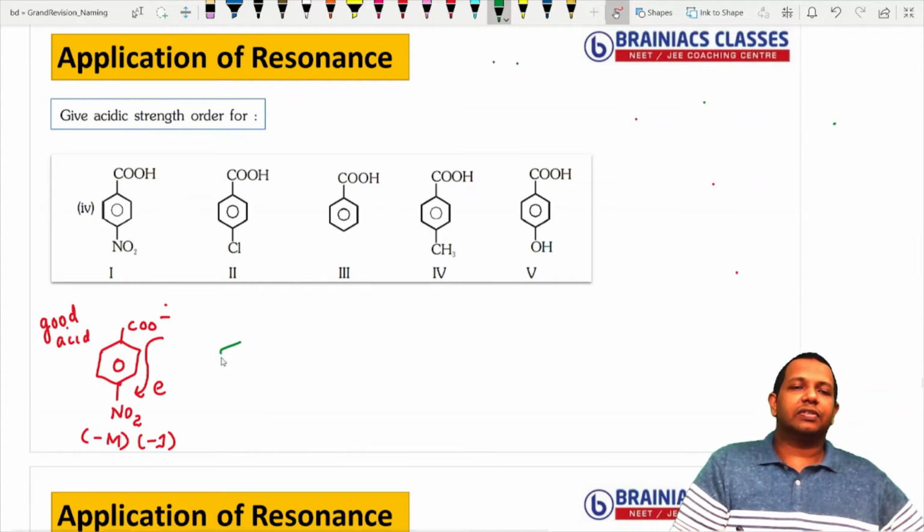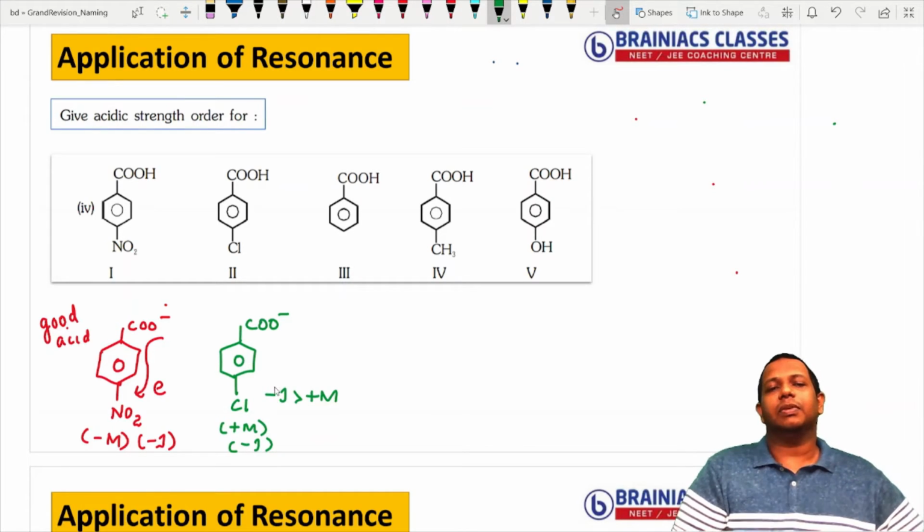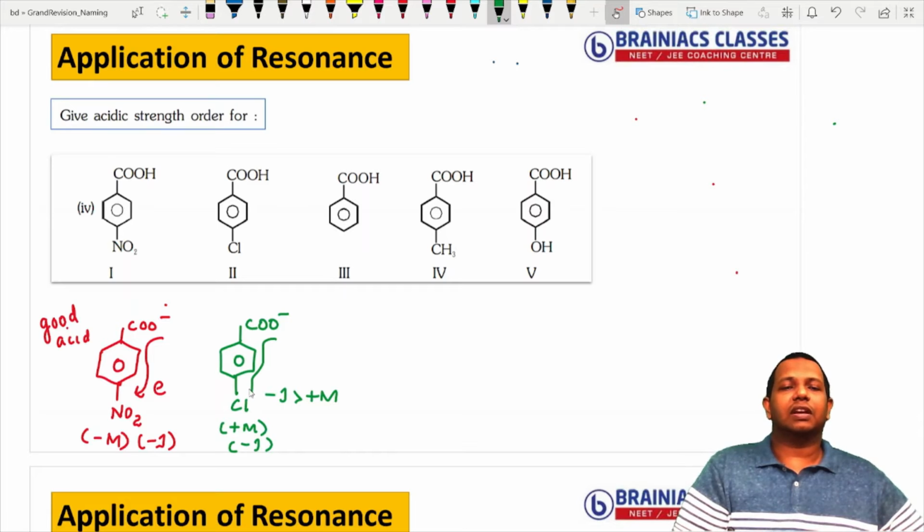Now let's take the next one. The next one has chlorine substituted. Again the same concept. We will remove the H plus. It will become CO minus, and you have chlorine. Chlorine has plus M effect and minus I effect, but in this special case, minus I becomes dominant over plus M. So minus I is dominant, meaning electron will move in this direction. Again, charge density decreases. So it is a good acid.